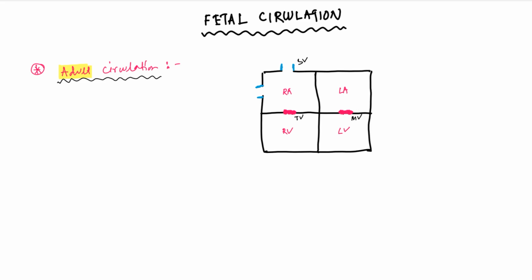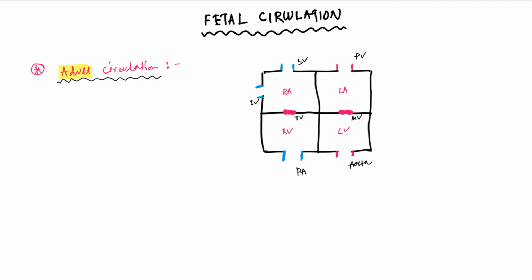So this is the superior vena cava, this is the inferior vena cava, and the pulmonary artery originates from the right ventricle. Let me erase this portion. So this is the pulmonary artery. Then the aorta originates from the left ventricle. So this is the aorta, and the pulmonary vein drains into the left atrium. So this is more or less the schematic diagram of the adult heart.